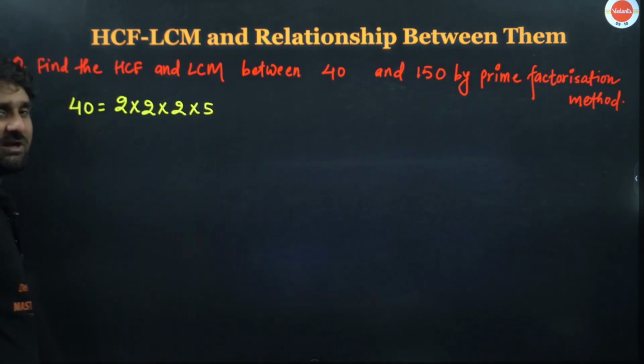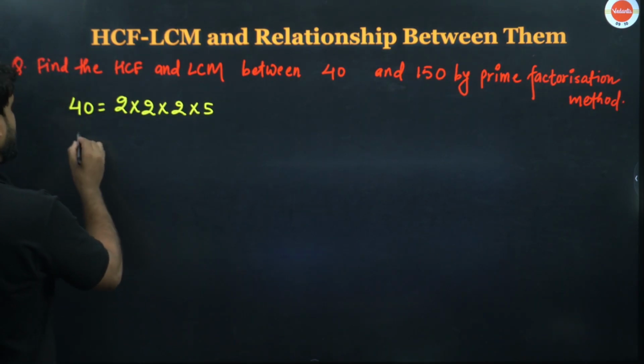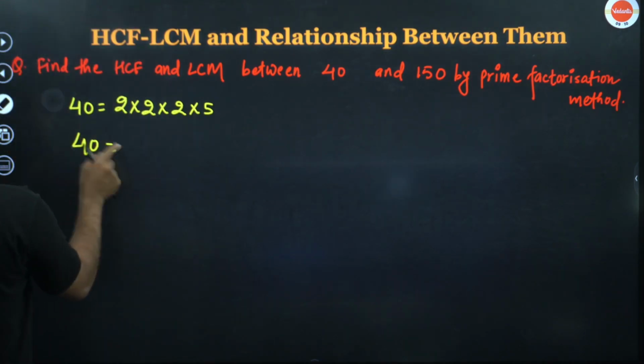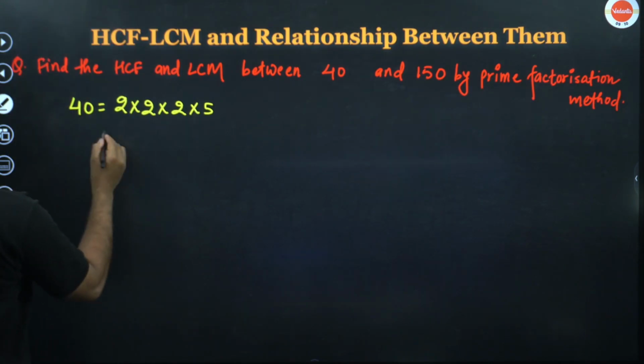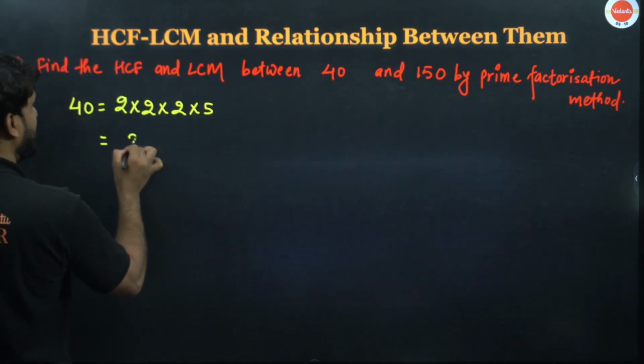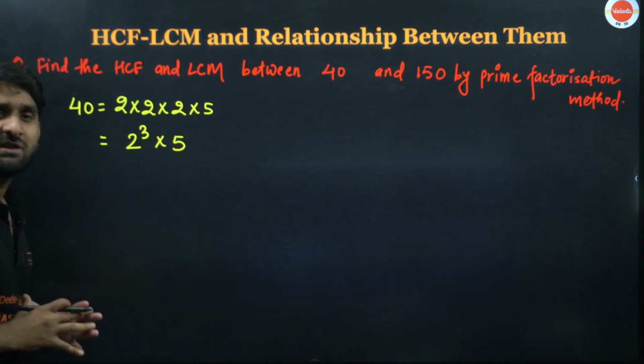I hope this is clear to you all. So what is the prime factorization of 40? 2 appears 3 times, so 2 cubed, and this is 5. I hope this is clear to you all.